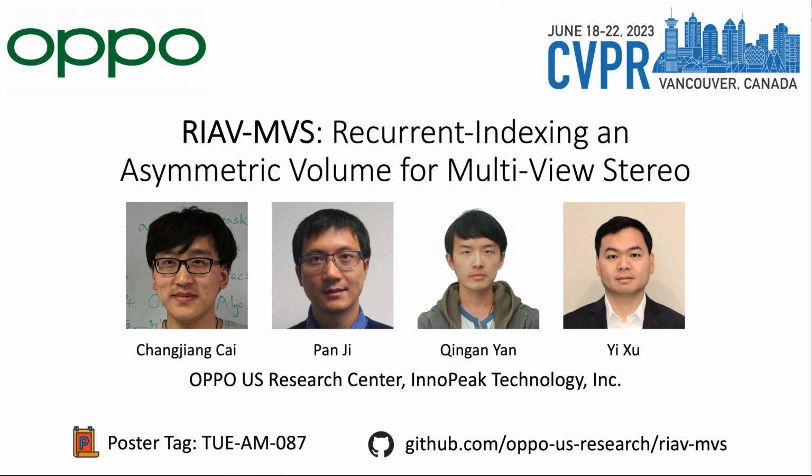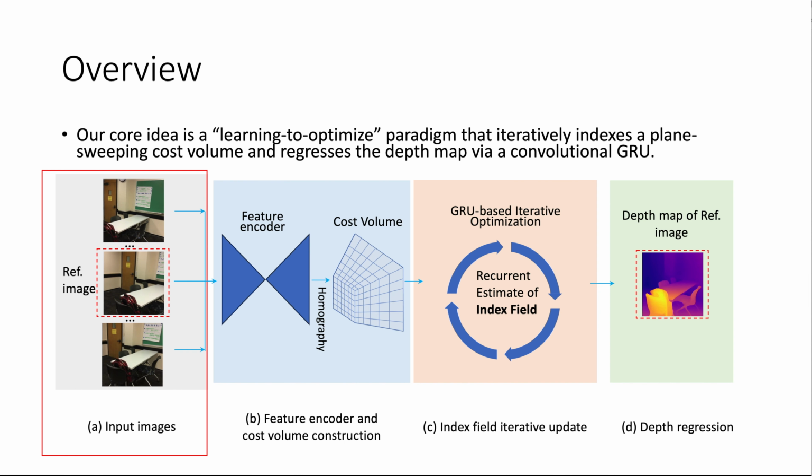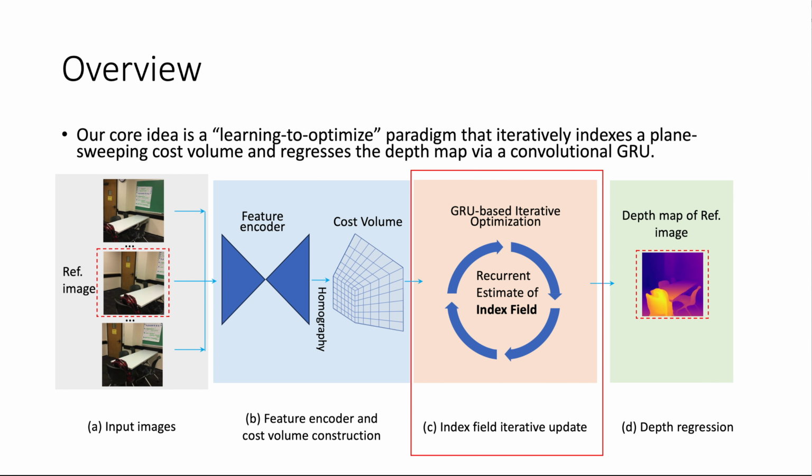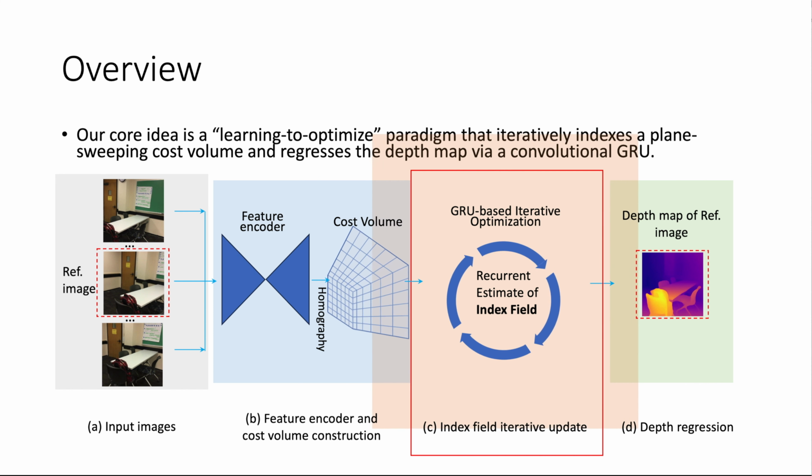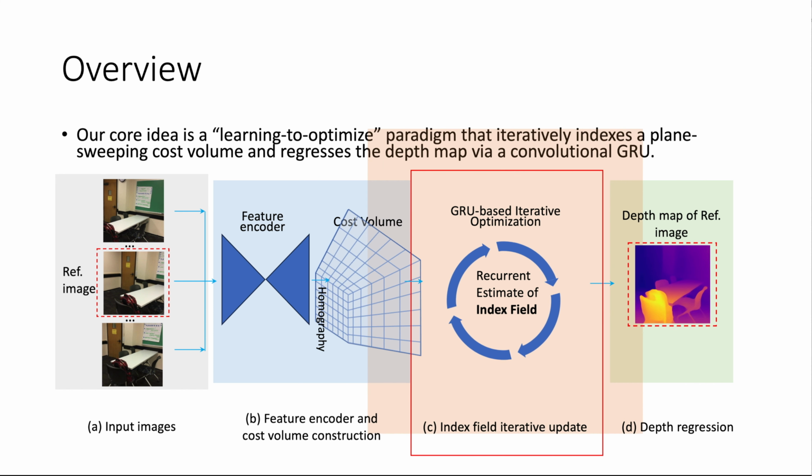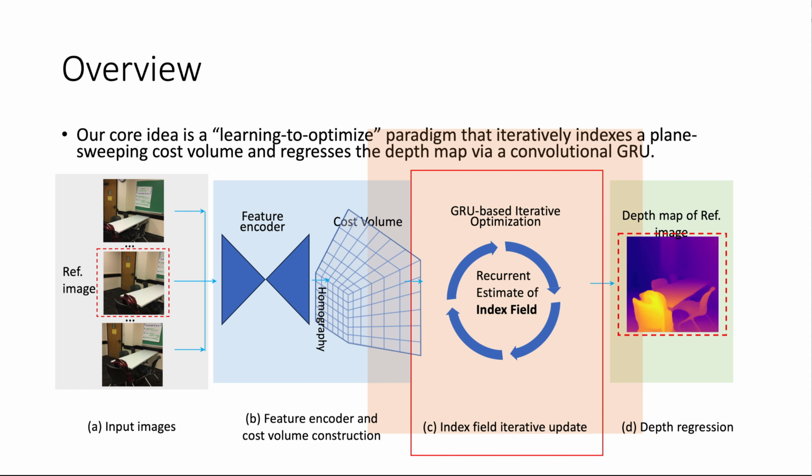Hello, I'm Changjiang. Today I will present our work RIAV-MVS, a learning-based method for multi-view stereo. Given multiple input images, including a reference and several source frames, our method is to estimate the depth map of the reference image. Our core idea is a learning to optimize method that iteratively indexes a plane sweeping cost volume and regresses the depth map by a convolutional GRU.